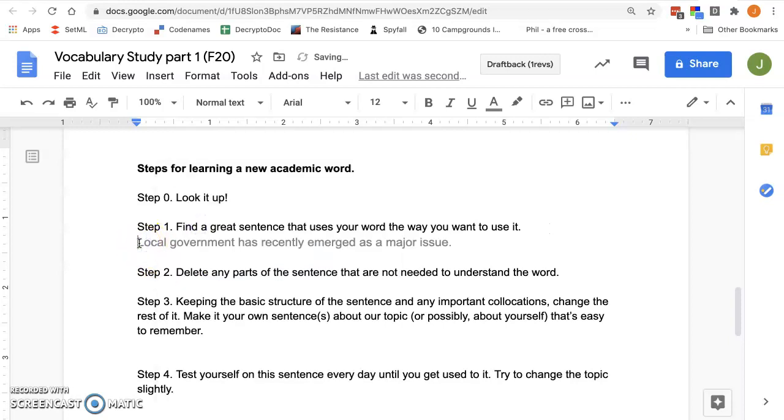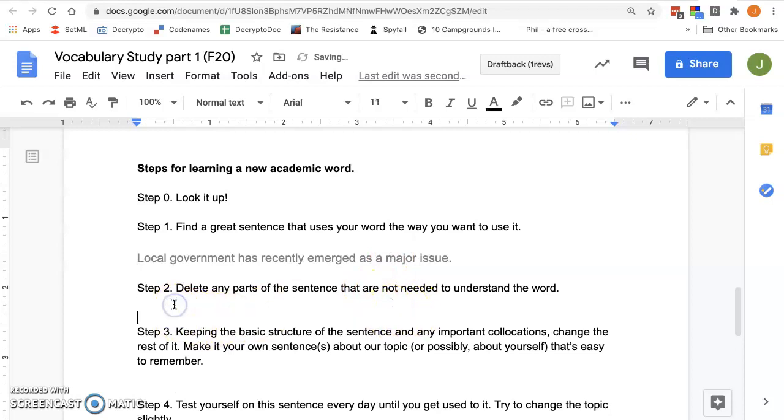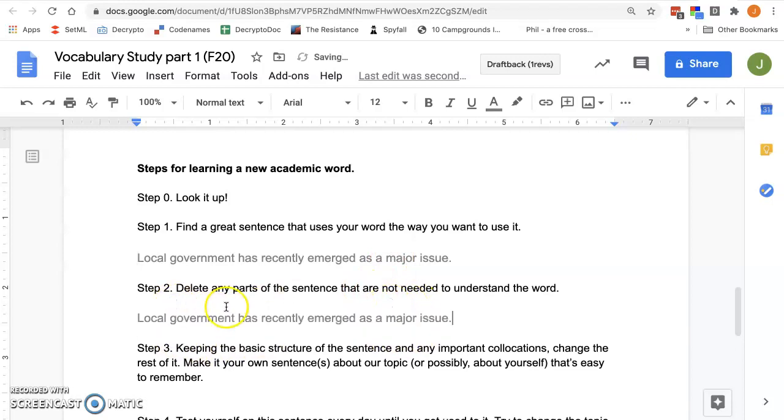There it is. Step 2 is delete any parts of the sentence that are not needed to understand the word. So what does that mean? It just means, if you don't know, we don't really care whether it's local or not. Government has emerged as a major issue. Maybe I don't need recently. You don't need recently to contribute to that sentence. So sometimes these sentences will get really long. You could just delete the extra parts.